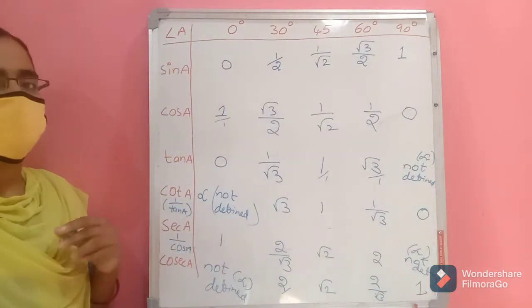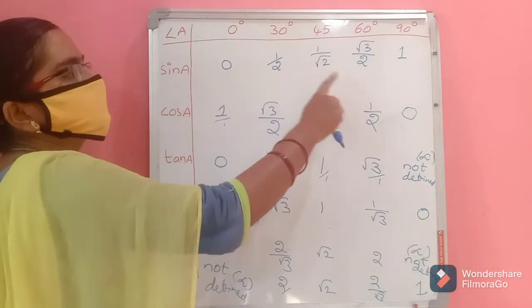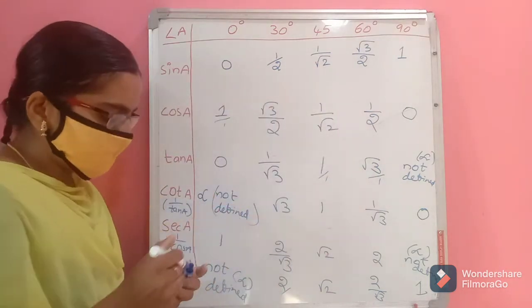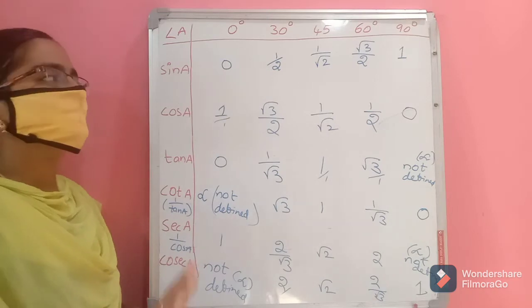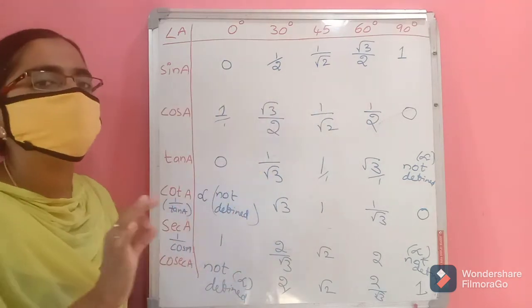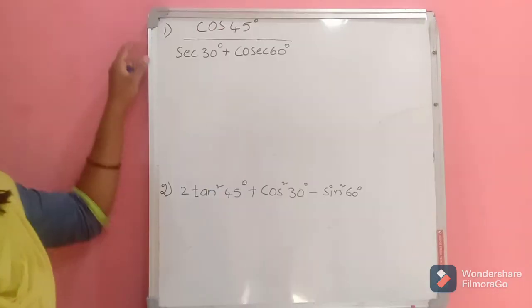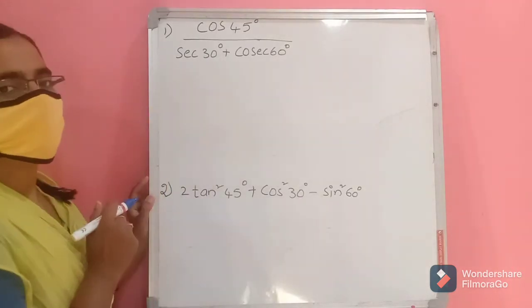In this table, you have to learn only sine values. Remaining all you will get by their relation. So, simply first you have to learn and rectify these values. So, we have an example. Find its value.